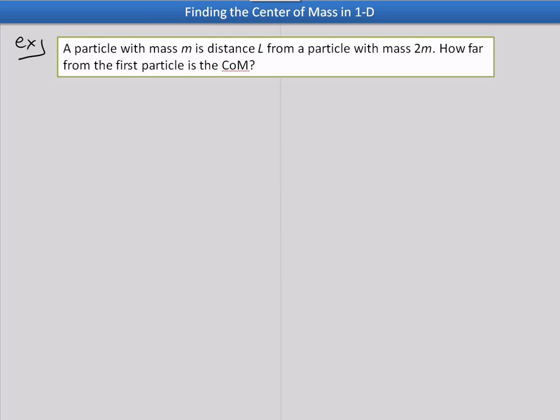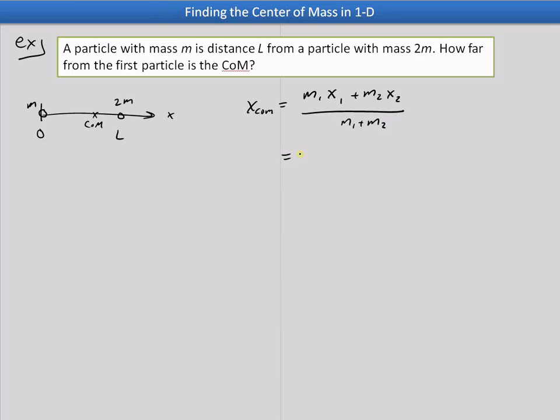So let's put the first particle at the origin, x equals 0, and that'll be our first particle. And then our second particle would be somewhere on the x-axis, a distance L away. So this would be distance L, and we had mass 2m. And we can guess that the center of mass is going to, of course, be somewhere in between, closer to the more massive particle and further from the less massive, so somewhere over here would be our center of mass. Okay, now if we wanted to calculate exactly where it's going to be, we would use m1 times x1 plus m2 times x2 divided by m1 plus m2.